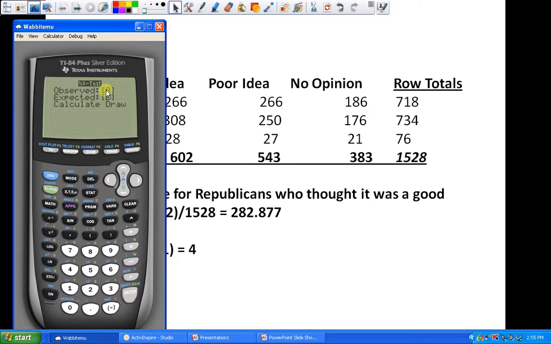So my observed is in matrix A. My expected is in matrix B. I calculate it. We get a degrees of freedom of 4. We got that chi-squared value, and we got this p-value. So again, a higher p-value, we do not reject H0, which means that we don't get any evidence that the 3 groups think differently.